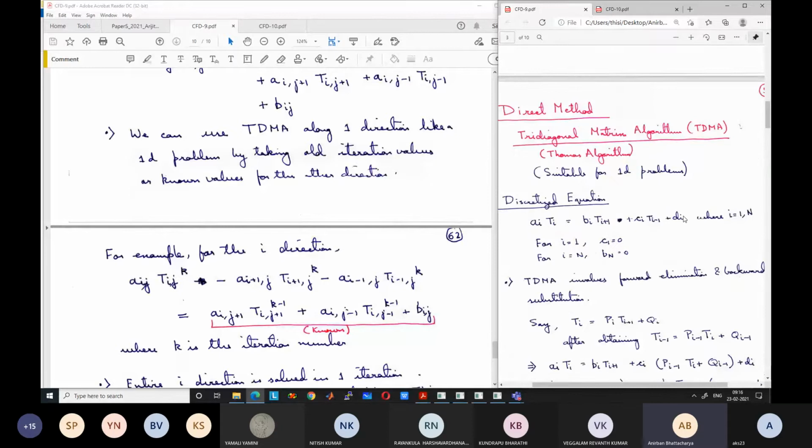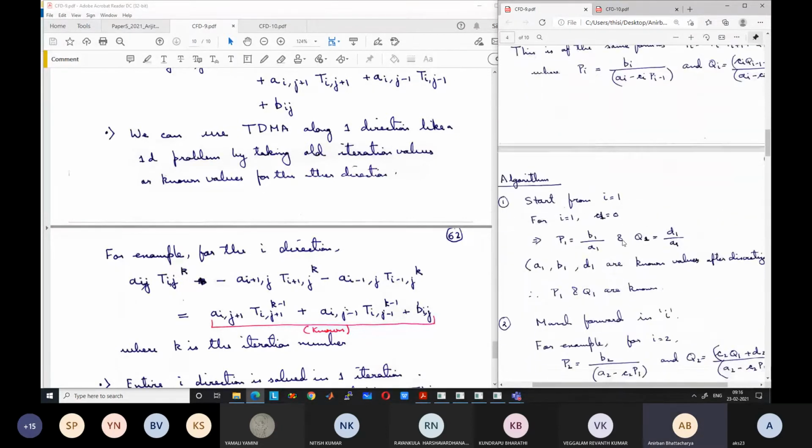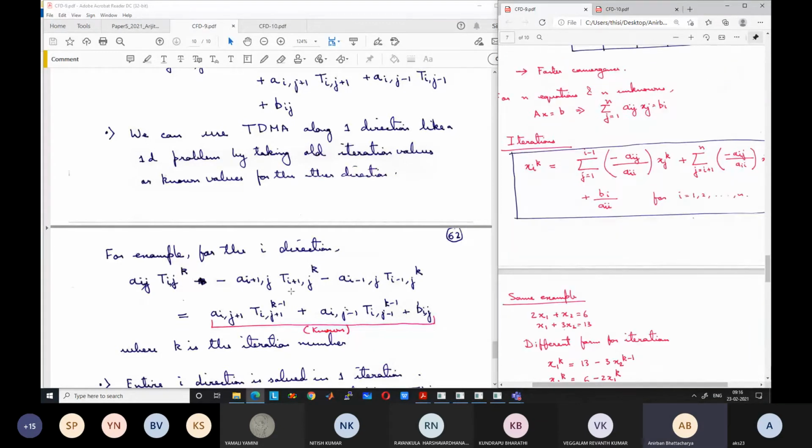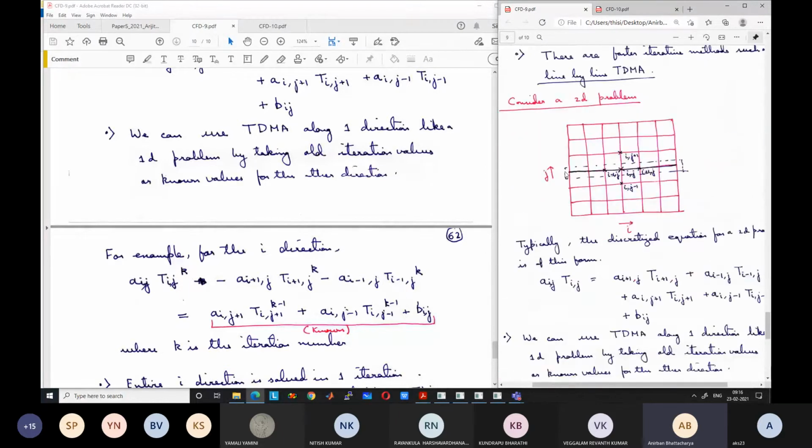So find all the n values along this line, okay, simultaneously by solving the n equations for the n unknowns along the I direction. So in one go, we will find all the values of the grid points along the I direction. Okay, which values we will find? We will find the kth iteration value. Okay, these values are not the final values because we are using old iteration values for the j direction for each grid point. This will not be the final correct values, but some intermediate value, kth iteration value.